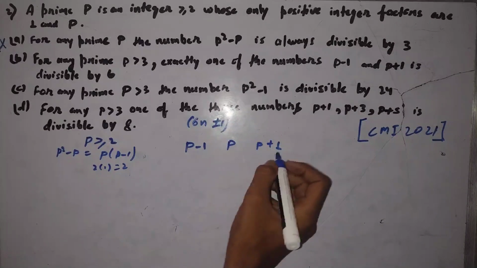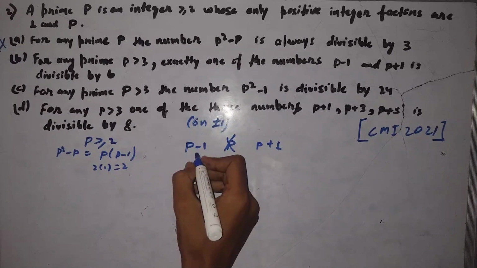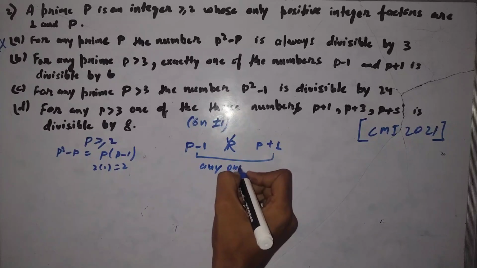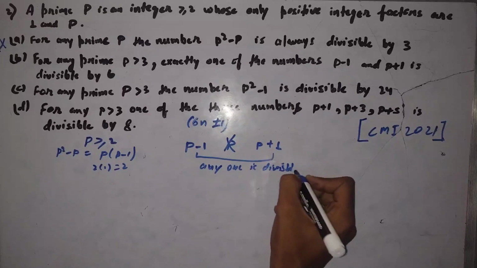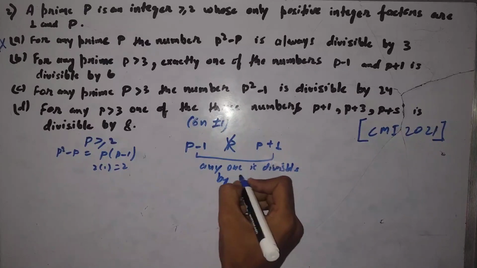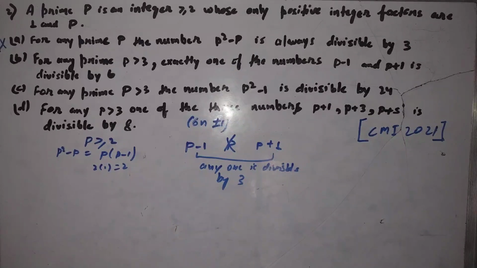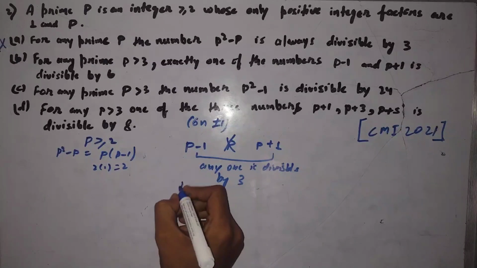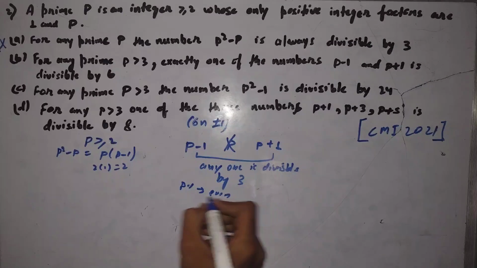So any 3 consecutive positive integers contain one divisible by 3. In this case, any one of them would be divisible by 3, but p is a prime number, so it is not divisible by 3. So any one of these two is divisible by 3. And since p is a prime, it must be odd, because it can't be even; if it is even then it's not a prime. So p is an odd number, and therefore p minus 1 would be even.